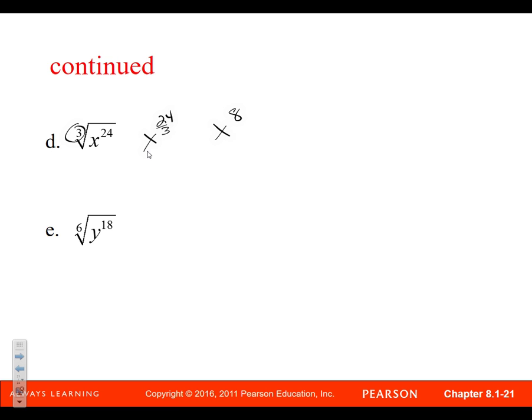Let's take a look at this one. Serena, do I have to worry about my bars on this E? Yes. It's an even index, so yeah, I do. Okay? So, absolute value of y to the 18 over 6, which happens to be absolute value of y to the 3rd.